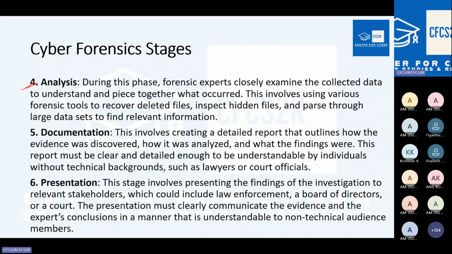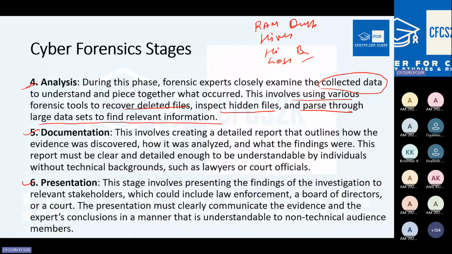Then we have analysis, documentation, and presentation. In analysis, during this phase, the forensic expert closely examines the collected data. We have already jotted down some of the main data. We do data dumps, RAM dumps. We will be collecting hives from the registry. We will be collecting histories, logs, browsing data. I think we have already discussed it. This involves using various forensic tools to recover deleted files, inspect hidden files, and parse through large data sets to find relevant information. And then we have documentation.